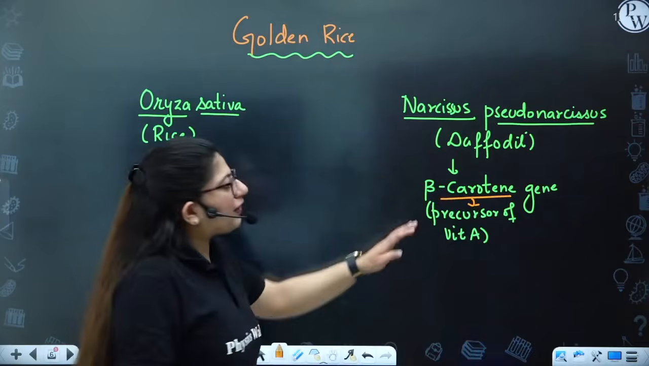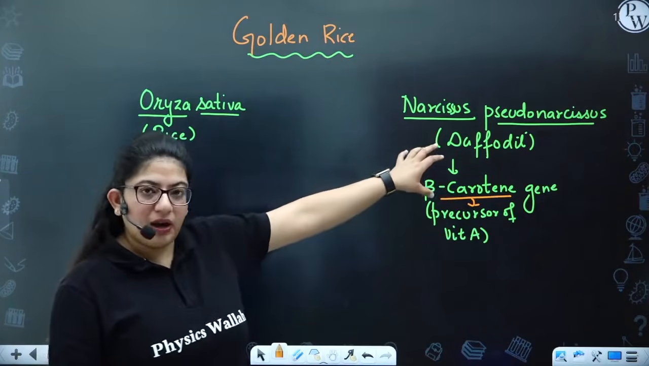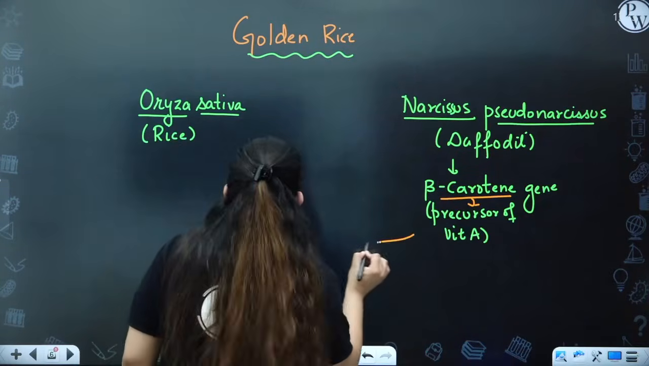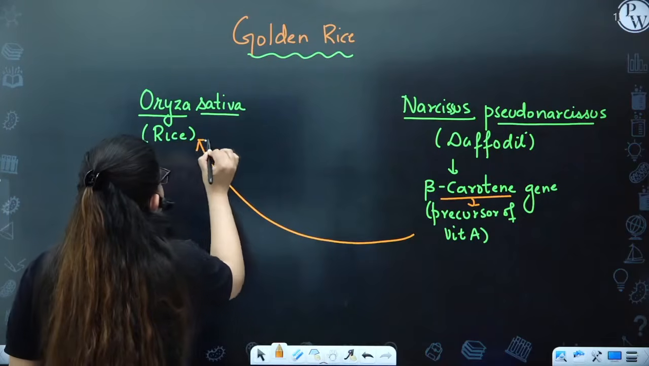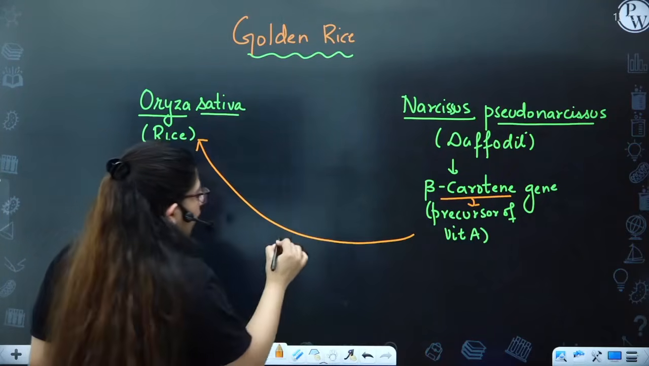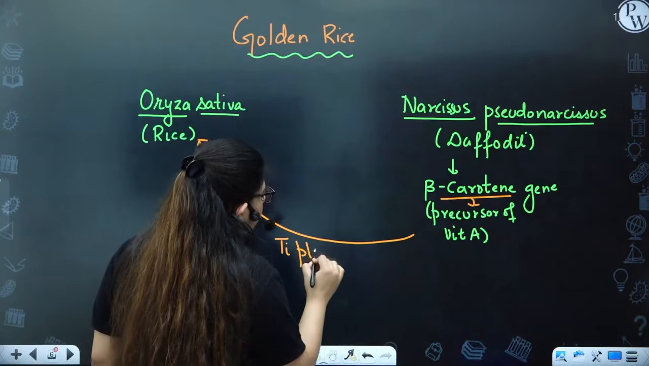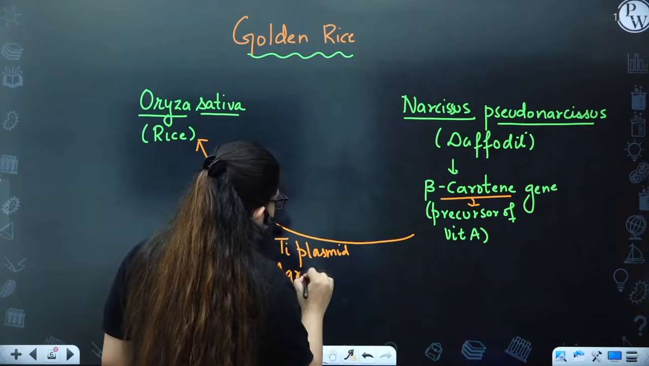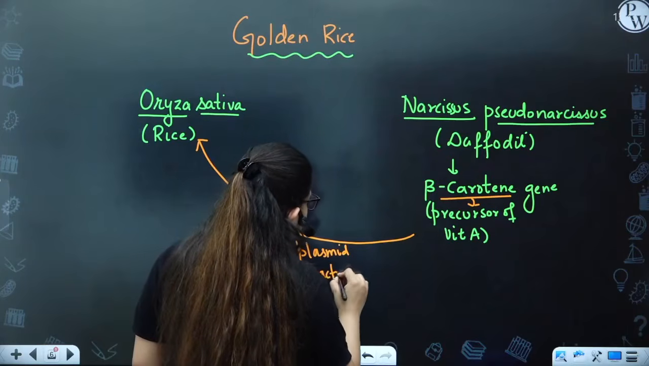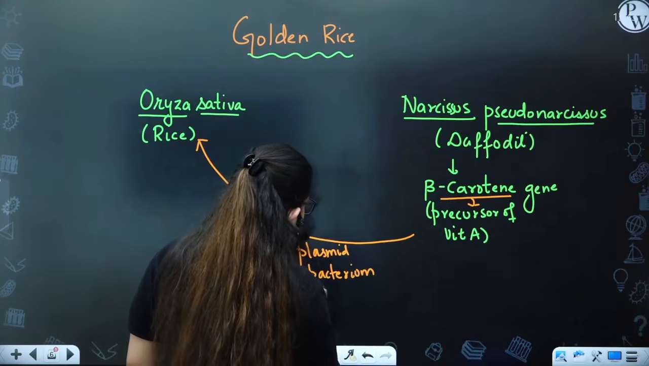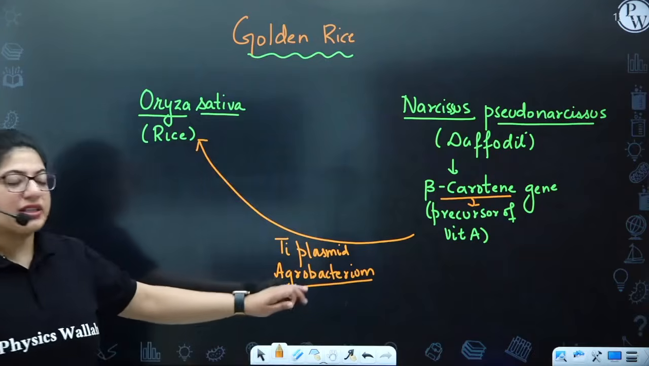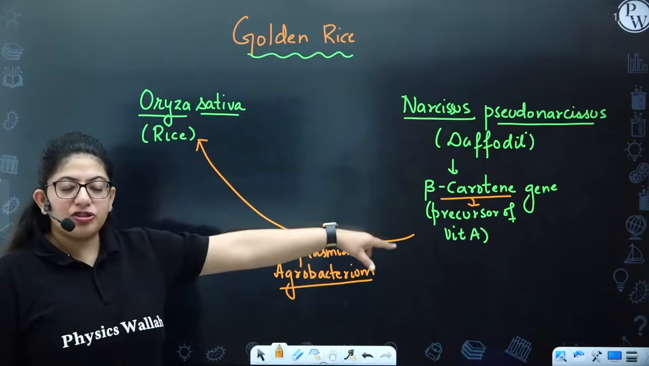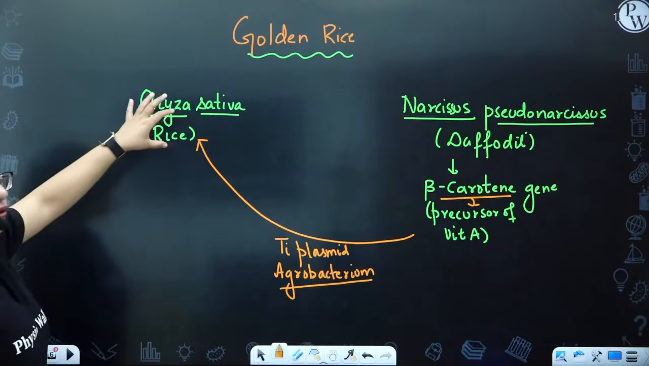So we have taken the gene of beta carotene from this plant, and by using Ti plasmid, we added this gene into Oryza sativa. What have we used? Ti plasmid. If I'm using Ti plasmid, what will be the bacterium? The Agrobacterium. That's the vector we have used, Agrobacterium tumefaciens. By using this vector, we added this beta carotene gene taken from daffodil into Oryza sativa.